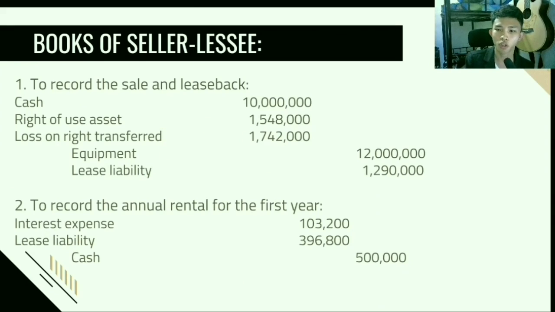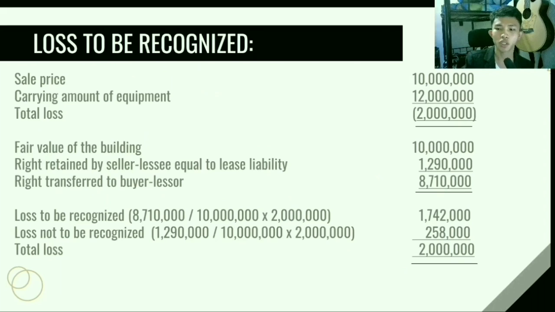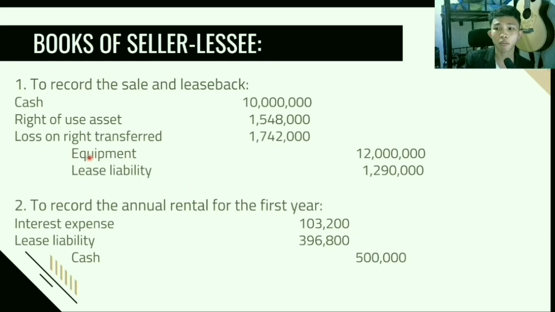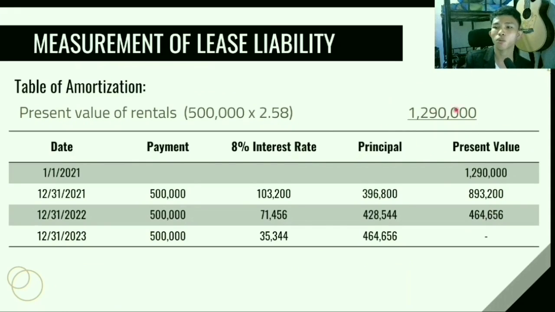Okay, so if you remember, ito yung sa kaninang slide, which is 1,742,000 na loss na i-recognize natin. To credit naman is equipment for 12 million, which is yung carrying amount natin. Then, lease liability of 1,290,000, which is dito natin siya nakuha sa kinumpute natin kaninang present value of rentals.